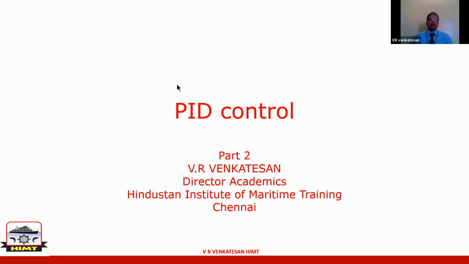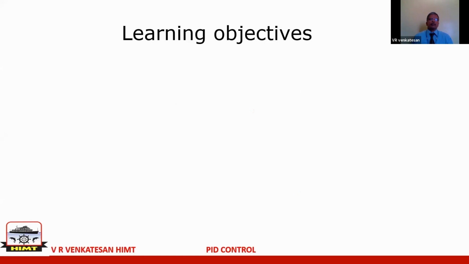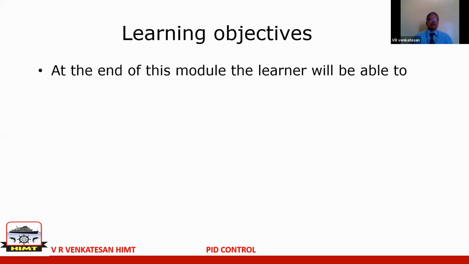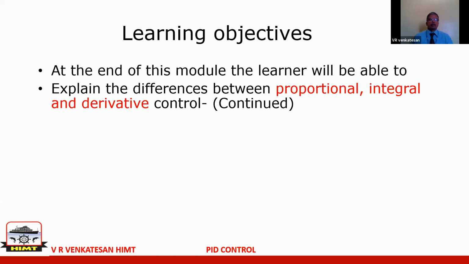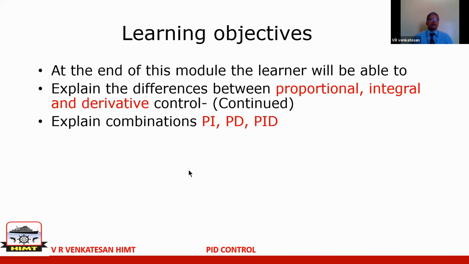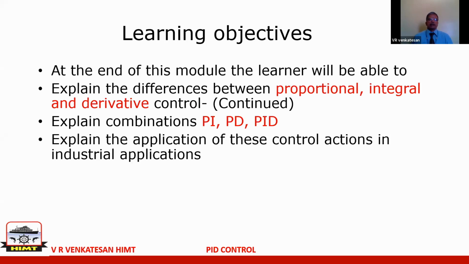second part of the class on PID control. The learning objective for this session will be to explain the difference between proportional, integral and derivative control, which is a continuation of what we did in the last class. And we'll see combinations, that how proportional plus integral and how proportional plus derivative or PID control can be used. And we'll see some applications of this in industry and marine applications.